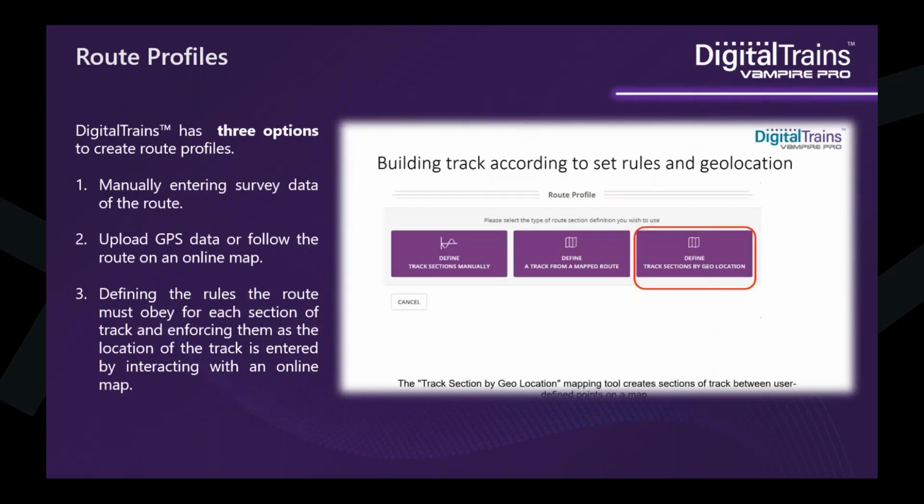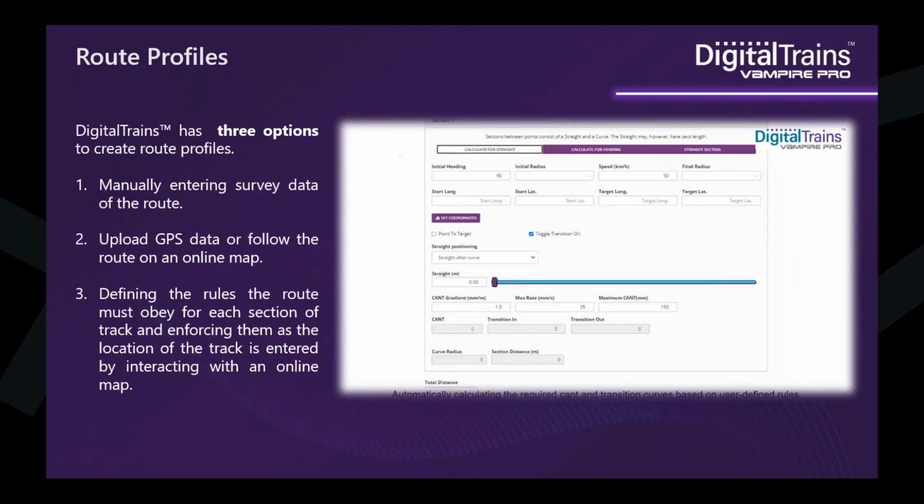So by using DigitalTrains, detailed routes can be created which fully adhere to these complex requirements when designing a new track, a new route. Furthermore, this can be achieved in one of three ways. Firstly, we can manually use the tools provided within the software to calculate the required transition curves and cants. This method can also be used to enter survey data.